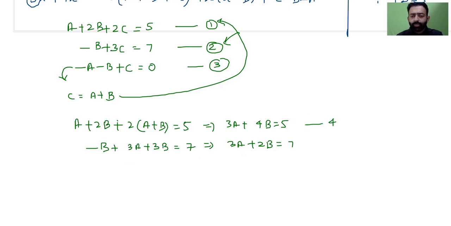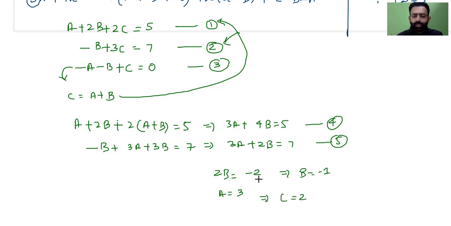Okay, so now this is my equation number 4, and this is equation number 5. Subtracting 5 from 4, I will get 2b is equal to minus 2. That means the value of b is minus 1. If the value of b is minus 1, putting this in equation 4 or 5, I will get 3a is equal to 5 minus 4b. So the value of a I am getting is, I think, 3. This is 9 minus 4 is 5. Yes, the value of a is 3, the value of b is minus 1. So the value of c is a plus b, that means c is 2. Okay, so these are the three values that I am getting.